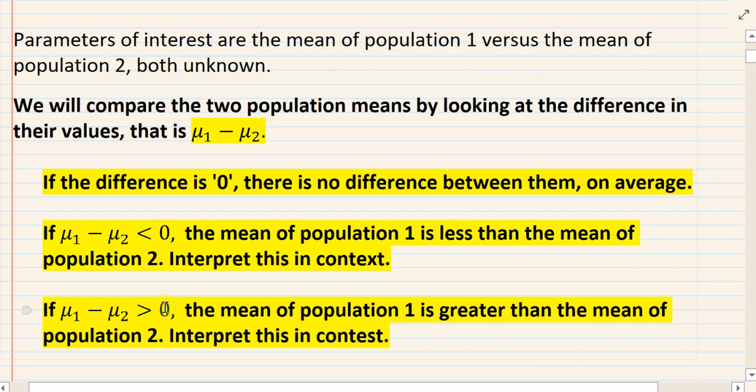And then we can interpret each of these in respective contexts. So for example, if the average speed for male is less than the average speed for females, so mu1 would be the average speed for male, mu2 the average speed for females. If that difference is less than 0, that would mean female drivers drive faster than male drivers.